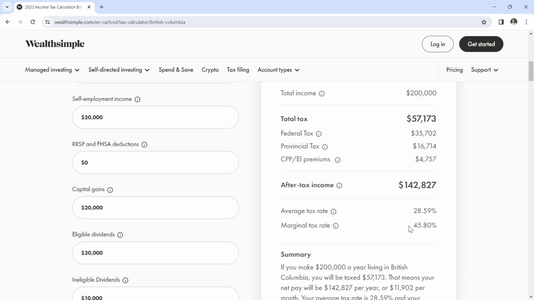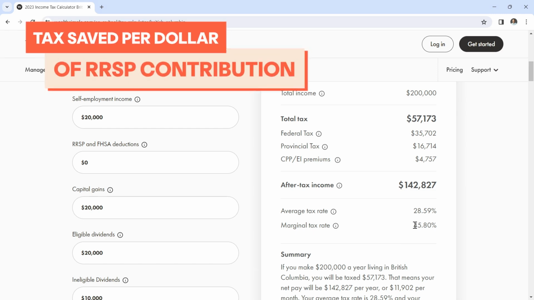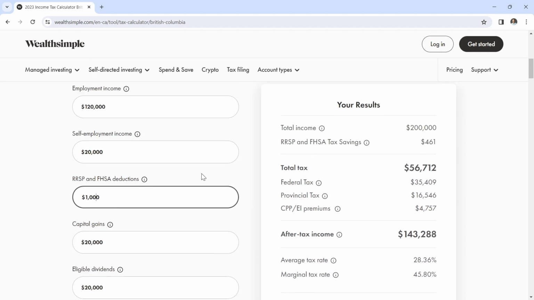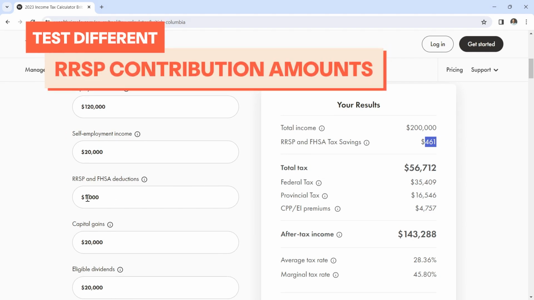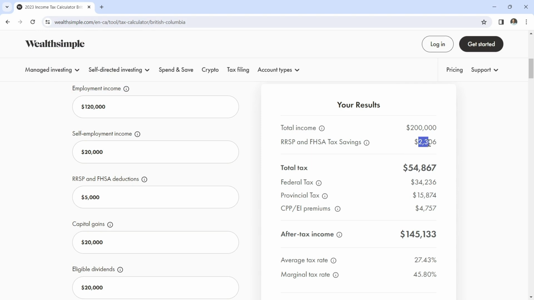But that also works for RRSP contributions. For every dollar that we contribute to our RRSP, we're going to save approximately 46 cents in tax. We can see that really easily by entering $1,000 in RRSP contributions. It says we're going to save approximately $461 in taxes. This is really helpful because you can just start playing around with this number. Let's say I had $5,000 approximately that I wanted to contribute. I would save around $2,300 in tax, and that's great.